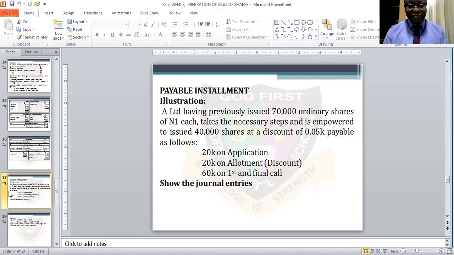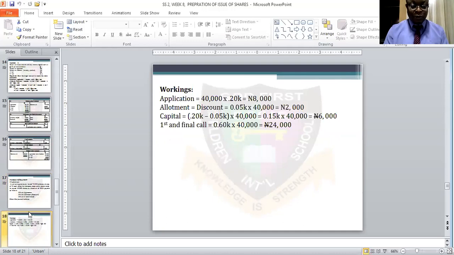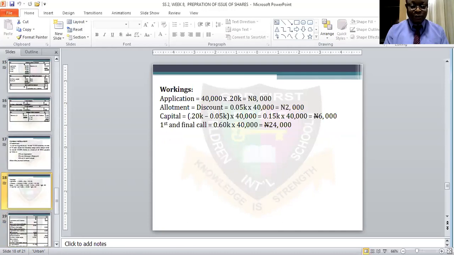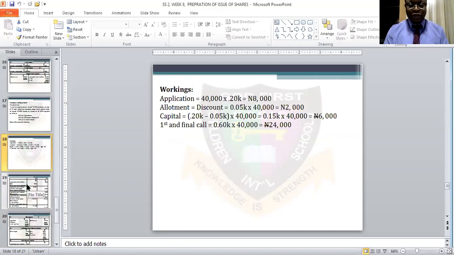That discount has been given to the shareholders. Then we have 60 kobo on first and final call. Then we are going to show the journal entries. So let us look at the journal. Before we look at the journal entries, we are going to look at the working aspect of it. Under the working aspect, we have applications.